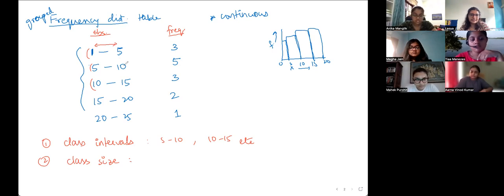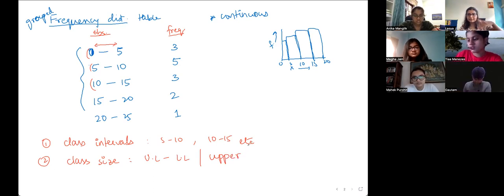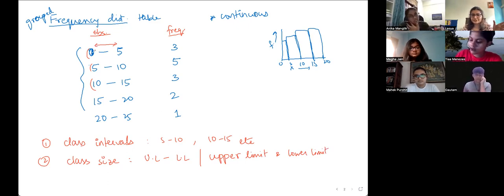And how you get it is the difference. Sorry, it should be 0, not 1. So it should be the difference between the upper class limit and lower class limit. Upper limit minus lower limit. The upper limit is just the higher number of a class, and the lower limit is the lowest number of a class. Here the class size, because it's ranging from 0 to 5, with 0, 1, 2, 3, 4 included, is 5 minus 0, so 5 is the class size in this case.